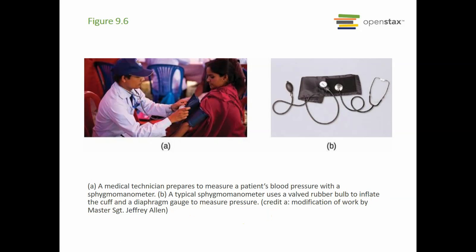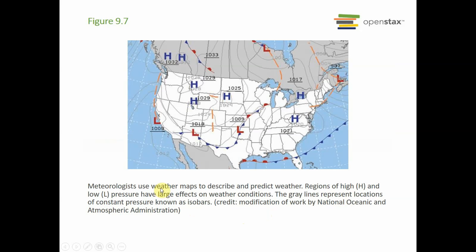Meteorologists use weather maps to describe and predict weather. Regions of high and low pressure have large effects on weather conditions. The gray lines represent locations of constant pressure known as isobars. These lines right here.